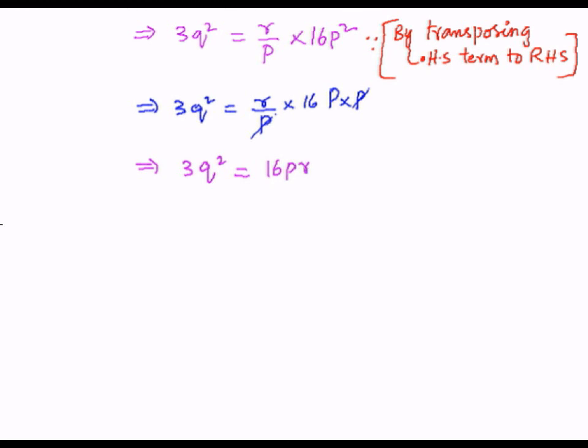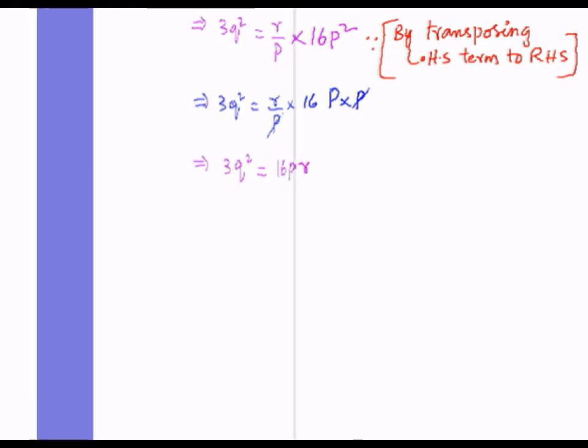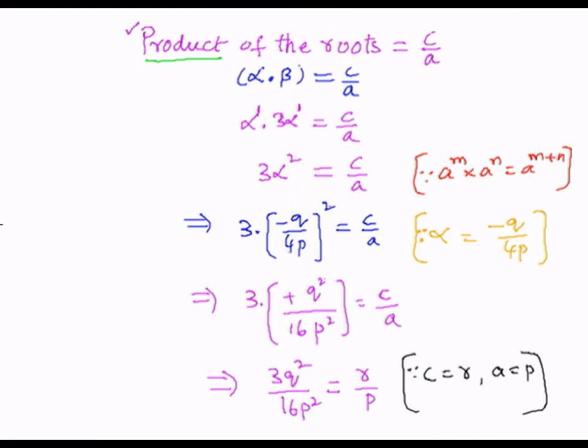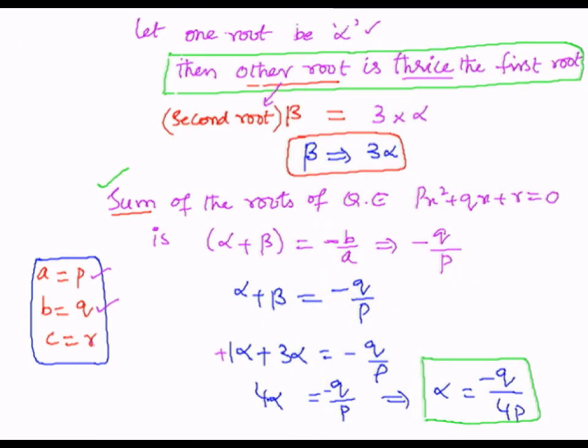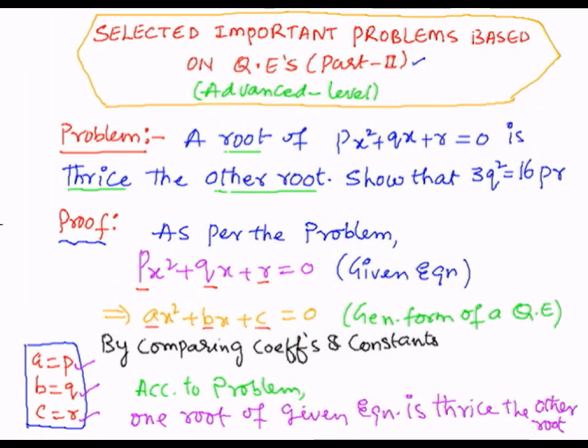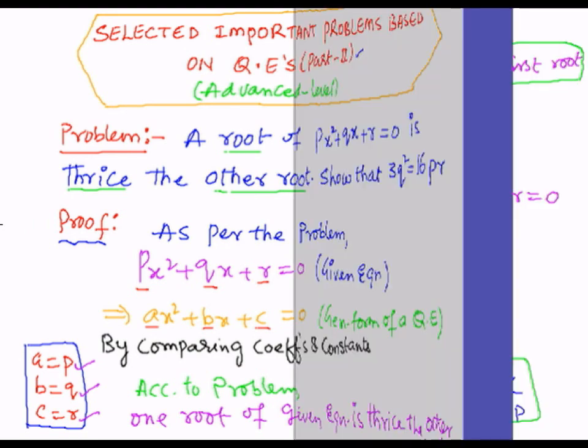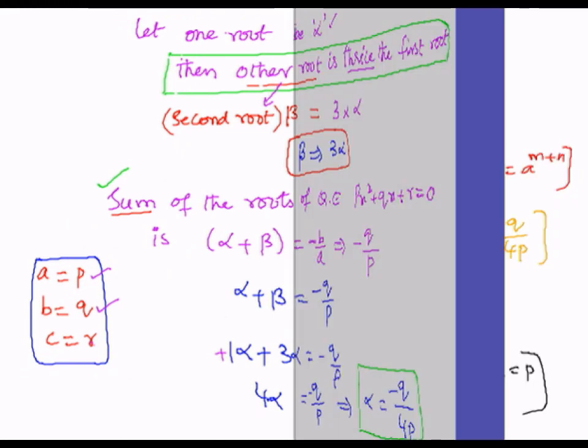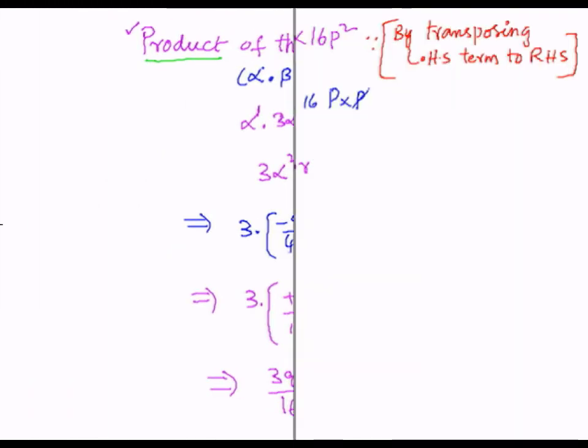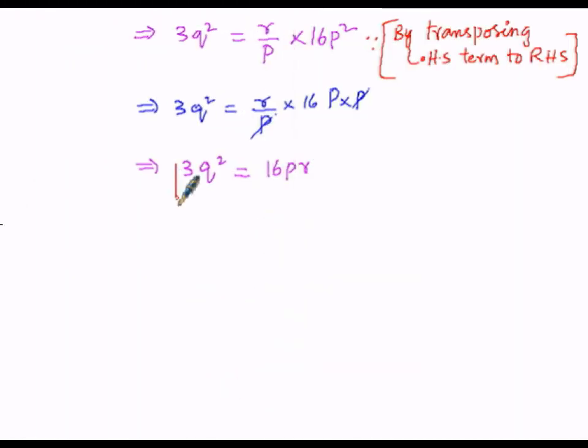So here we have to prove the condition 3q square equals 16pr. So we show that 3q square equals 16pr. In this manner, we got 3q square equals 16pr. Hence proved.